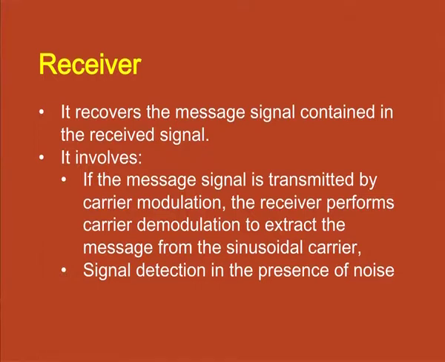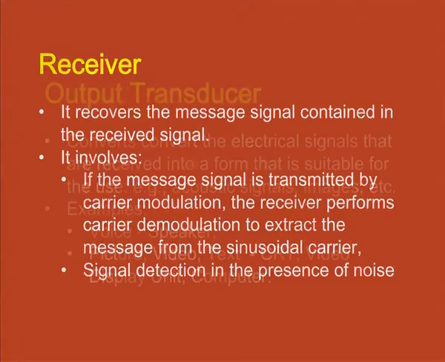Based on the kind of modulation which is used at the transmitter, the receiver may perform some kind of demodulation. If the message signal is transmitted by carrier modulation, the receiver performs carrier demodulation to extract the message from the sinusoidal signal, or if the message which was communicated was digital in nature, then the receiver will also perform signal detection so that you can identify the right message even in the presence of noise.